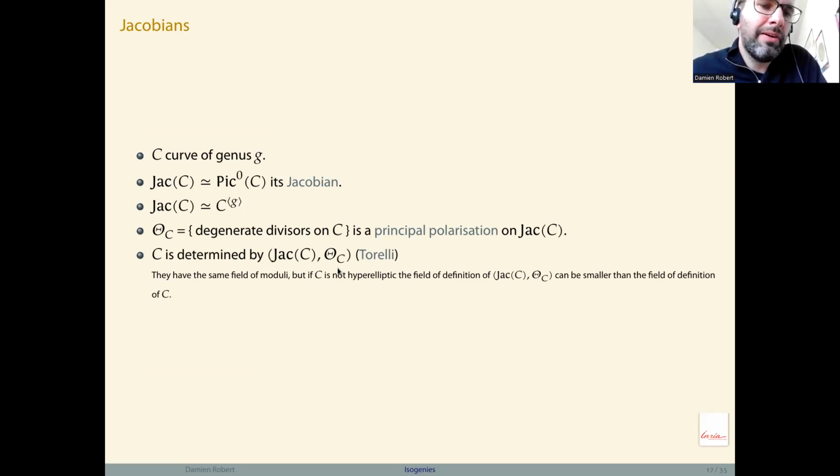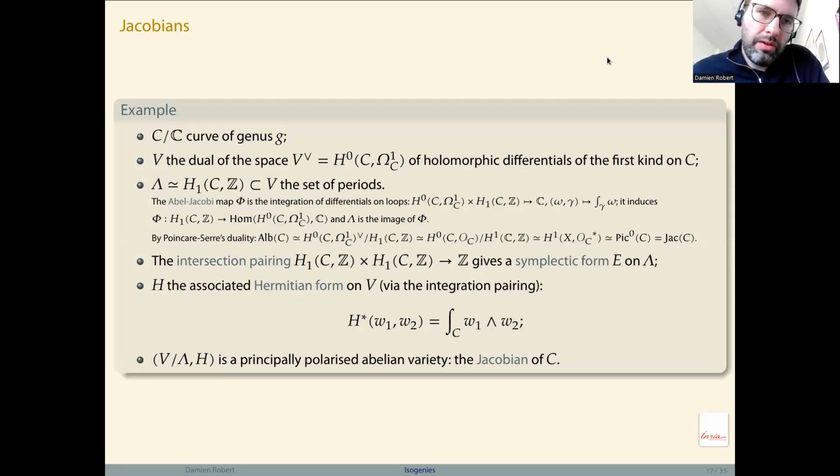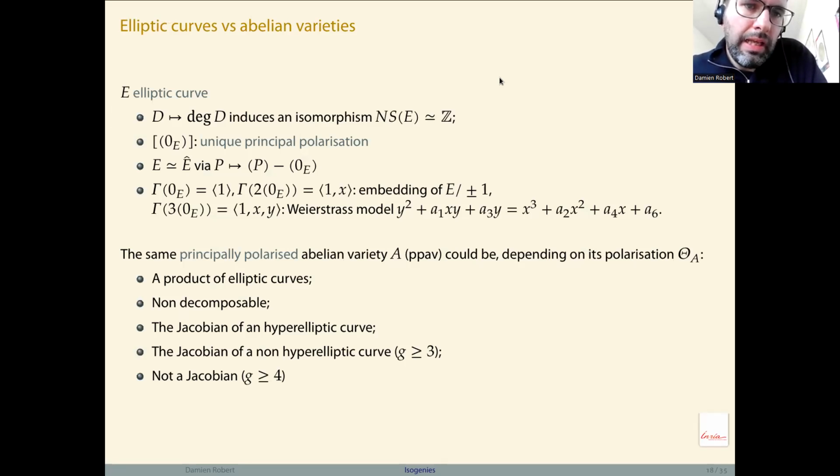So it's more or less equivalent to work with the Jacobian and its principal polarization or to work directly with C. So you have an analytic description of the Jacobian in terms of the Abel-Jacobi map, but I'll skip this slide because I'm sure Ben will speak a lot more on this subject. And now I'd like to focus on the difference between elliptic curves and abelian varieties.